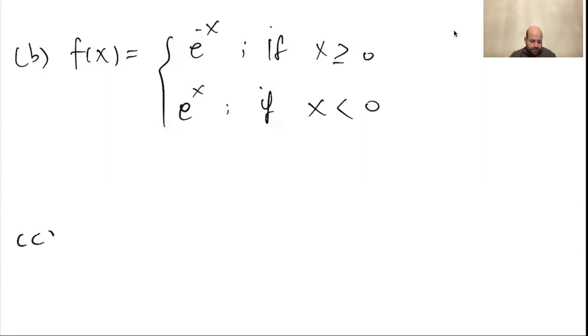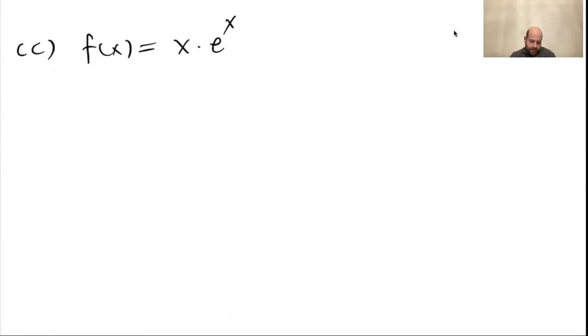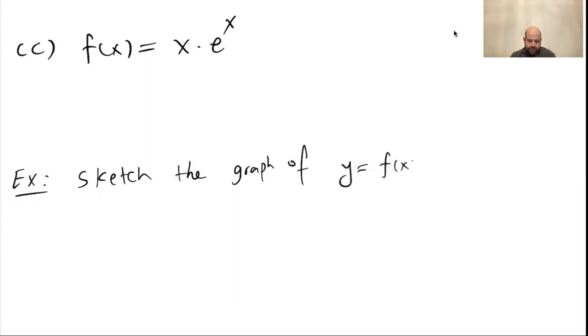And the next part, part C, f of x equals x times e to power x. So please try to sketch these functions. So this was an example for exponential functions. Let's also do one example for logarithmic functions. An example, sketch the graph of y equals f of x equals ln x over x.